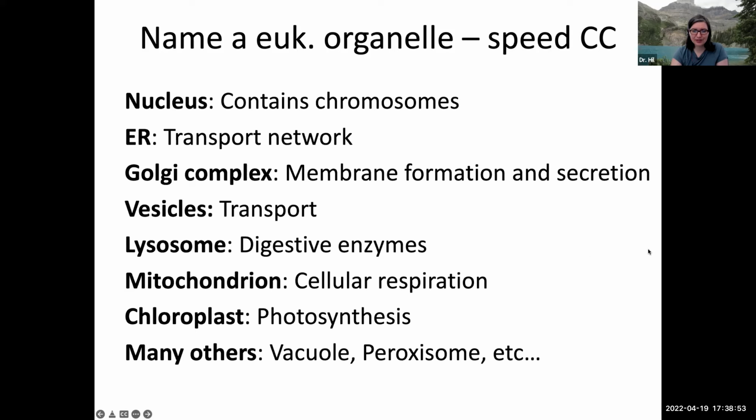Now, here's a list, not comprehensive, of some of the famous organelles, just to remind us what they do. The nucleus contains the chromosomes. The ER is a transport network. This is really vague. We're going to talk more about this. Golgi makes membranes and secretes proteins. The vesicles transport things between the Golgi and the ER primarily, and then the plasma membrane. Lysosome is digestive. Mitochondrion is where respiration happens. Chloroplast is where photosynthesis happens, and there are lots and lots of other ones.